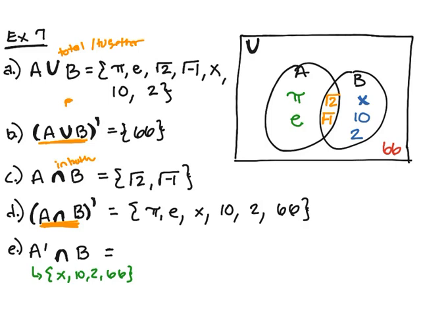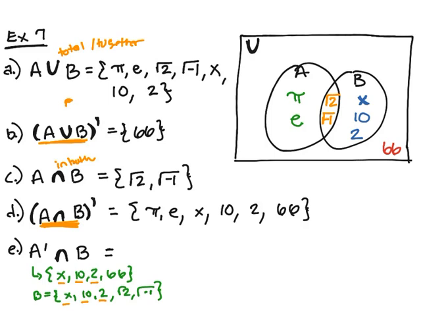And if you need to, I'll write it down here too. But you should be able to see it. But what's in B, that looks funny. It doesn't say the complement of B. It just says straight up B. B has X, 10, the square root of 2 and the square root of negative 1. So intersection just means what they have in common. So that would be X, 10 and 2.